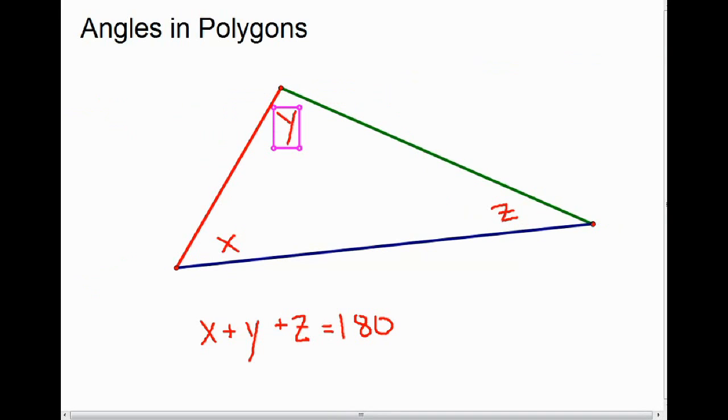Well, now if I take those parallel lines away, you can see the shape that we have there is a triangle. And it doesn't matter what size the triangle is. Based on what we just saw with those parallel lines, we know that x plus y plus z has to equal 180. So what this proves is that angles inside of a triangle always have to add up to 180 degrees.